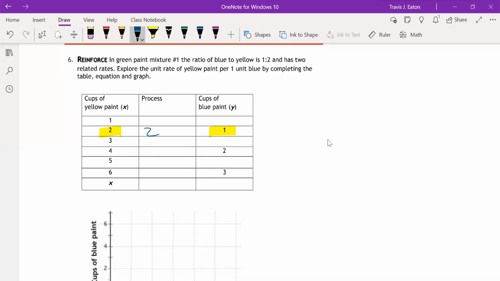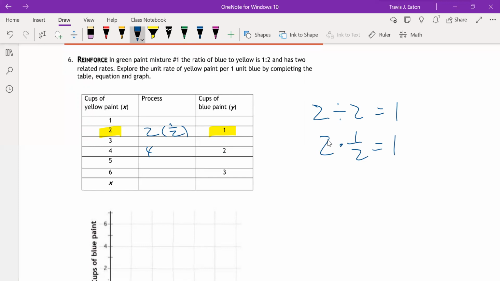So 2 times something, because I'm going to have to multiply it by something. 2 times what makes 1? Well, it's going to be 1/2. 2 times 1/2 makes 1. 2 times 0.5. 2 divided by 2. I'm sorry, yeah, 2 divided by 2, that makes 1, right? But remember what division is? It's multiplying by the reciprocal, so I am multiplying by 1/2 to make 1.